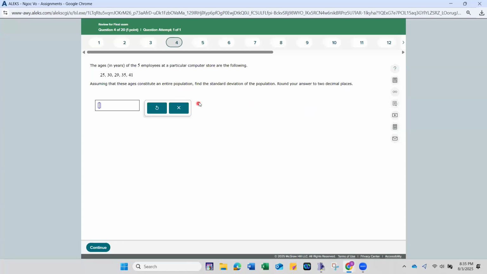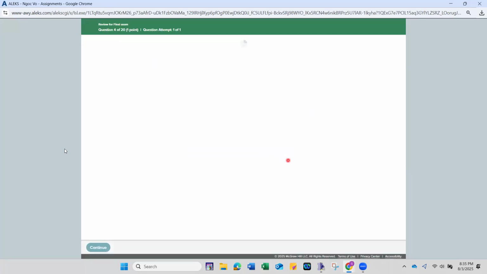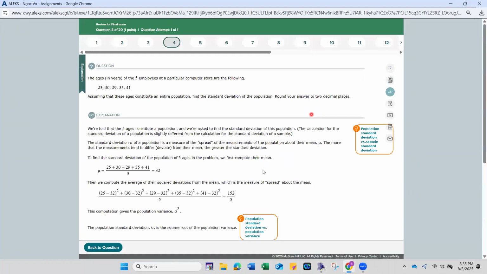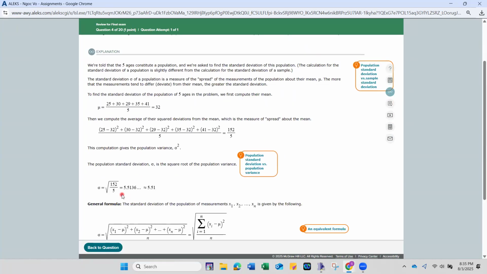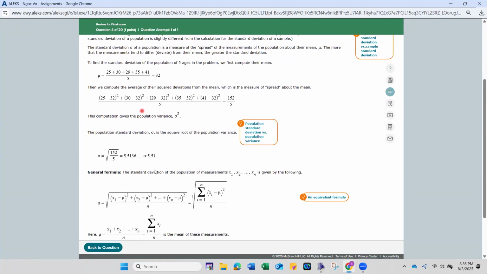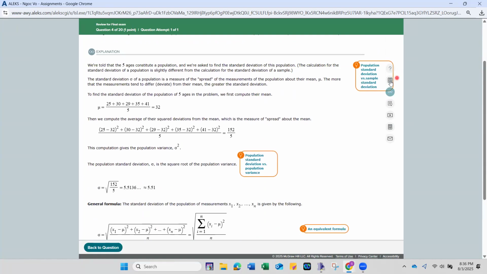The next question is here. Find the standard deviation of the population. In order to find the standard deviation using the formula, you can refer to the explanation. The explanation will show you how to find the population standard deviation using the formula. You can also use a calculator as well.